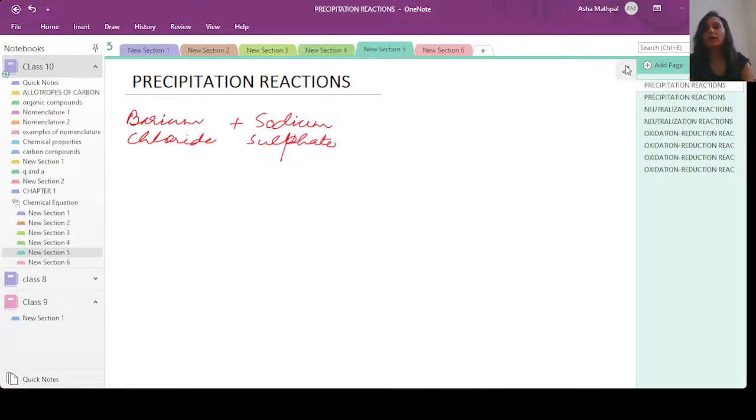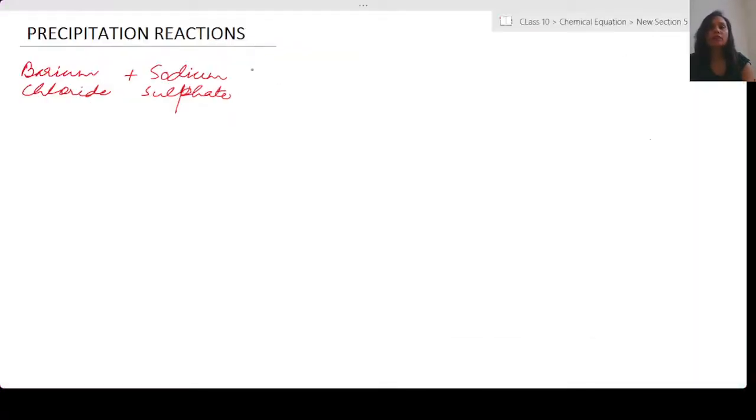Remember, this kind of reaction always takes place in the aqueous state, that is, when the compounds are in the aqueous state. So this is barium chloride reacting with sodium sulfate. Now we will first write the formula. So it will be BaCl2 plus Na2SO4. We are using valency to write the compound, so you will have to learn it. It is in the aqueous state, it is also in the aqueous state.